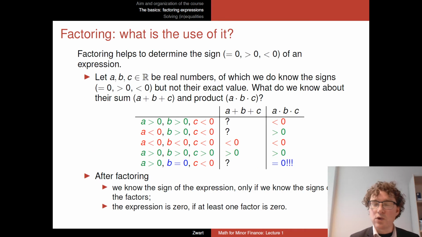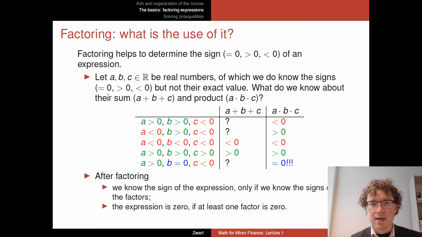So why do we want to do this? Why would we like to rewrite a sum of stuff into a product of different factors? Well, the main reason is that this allows us to say something about whether something equals 0 or whether it's positive or negative.